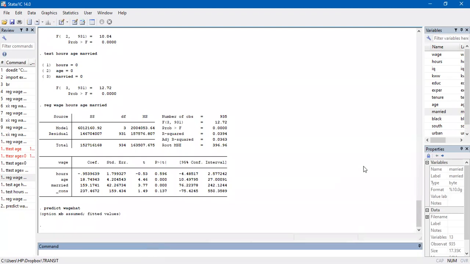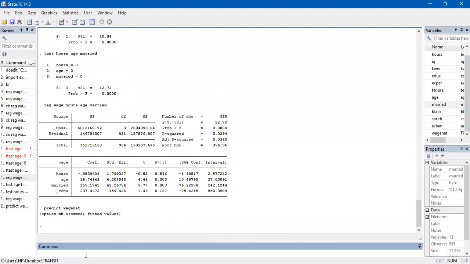Now if you go to the variable window, you will see that there's a new variable called wage hat. That will be the fitted values from the model. We'll browse it and see.